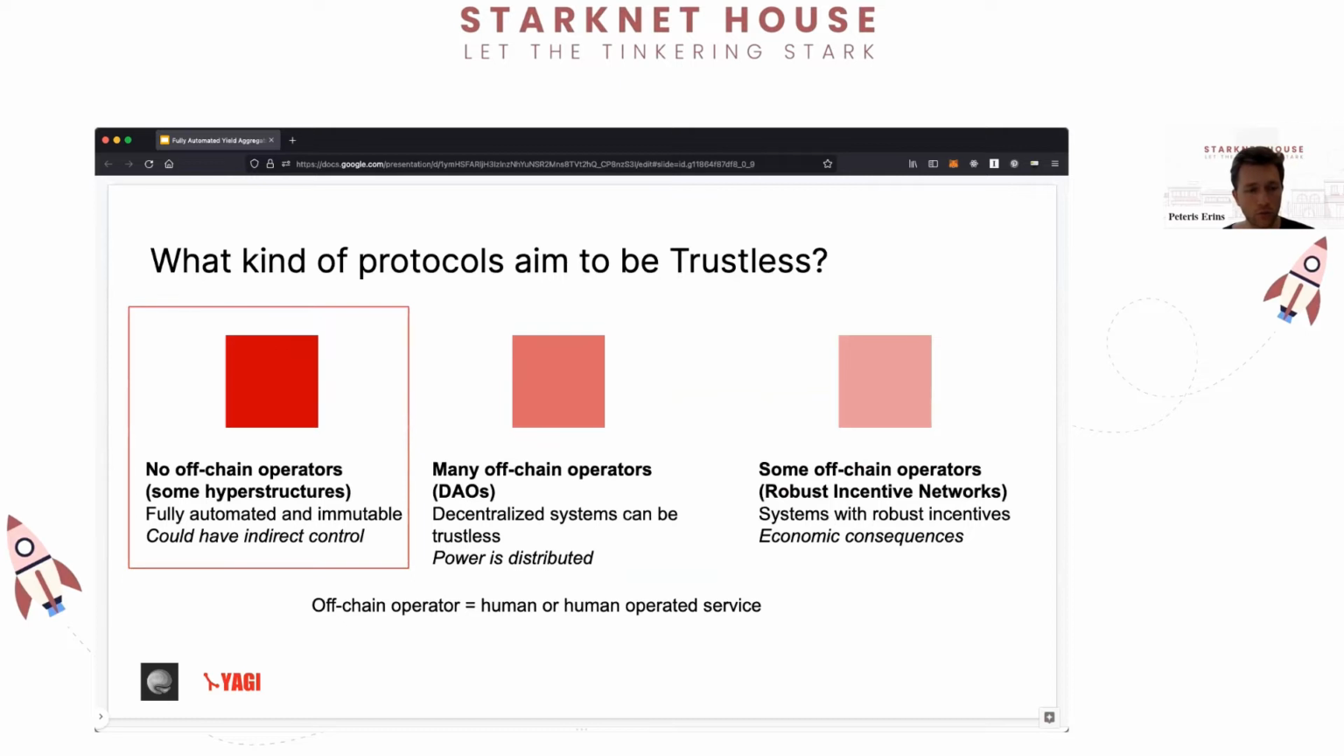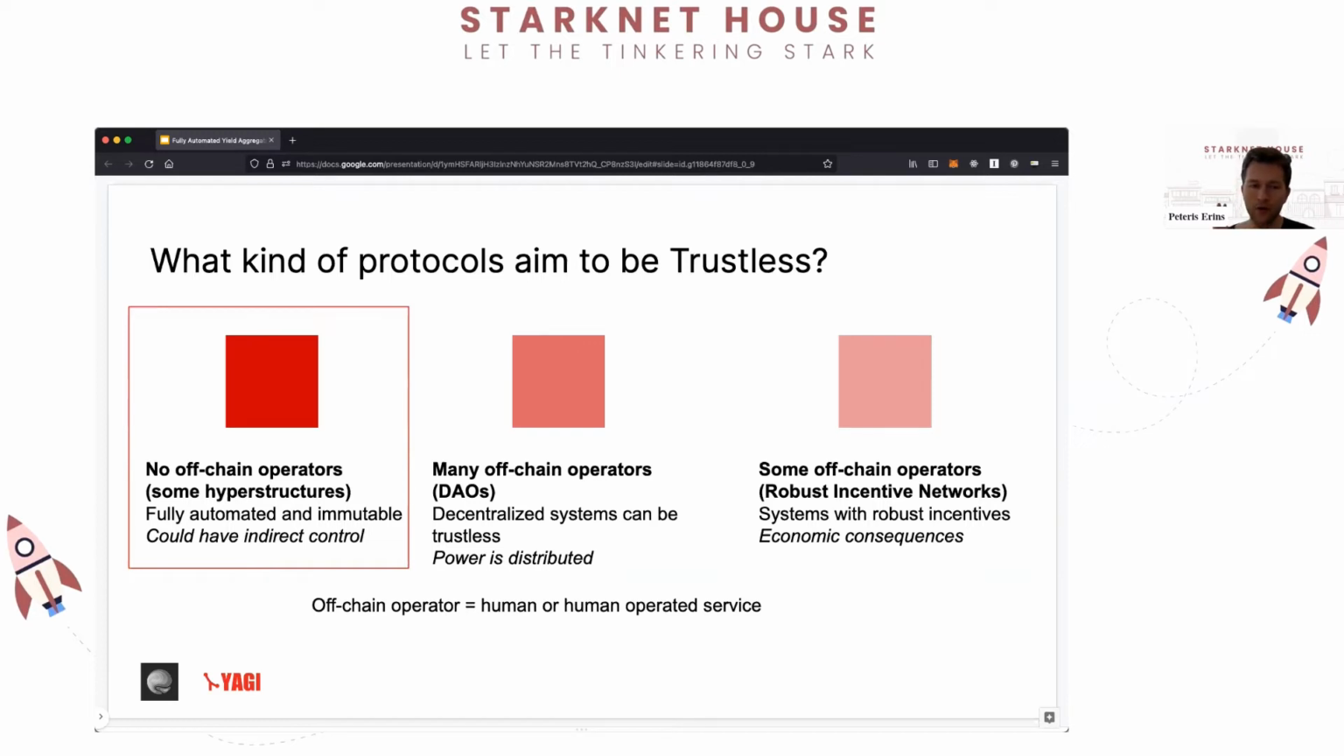Okay, so let's give some examples of what protocols can aim to be trustless. There's three main categories, and the way I've split them up here is really looking at what the off-chain operators are doing, right? And when I say off-chain operator, I mean a human or a human-operated service, right? It could also be a bot, or an MEV bot, or a trading bot operated by a human, which also counts as an off-chain operator. A keeper also could be an off-chain operator. So the three categories are, maybe I'll start from the right-hand side, because those are, I would say, the most difficult to make trustless. And then we'll move to the left and we'll see what the gold standard is for trustlessness.